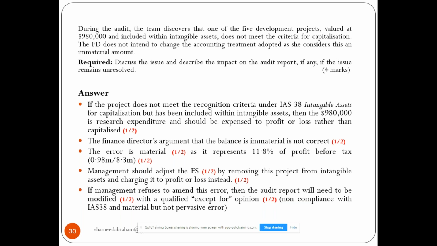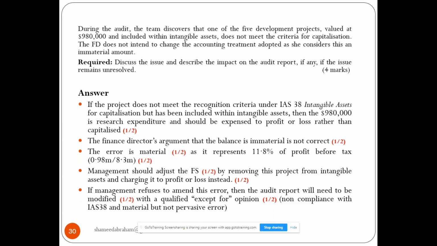So they have accounted for it as an asset, but they should not. Do I have one of the circumstances? Yes, the accounts are wrong. The accounts are misstated. Is it material? Yes, I've calculated it, and therefore I am saying that I will give a qualified except for opinion because of the material misstatement.